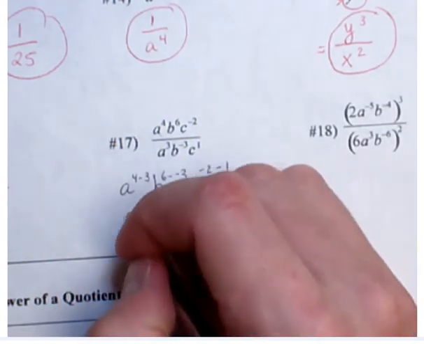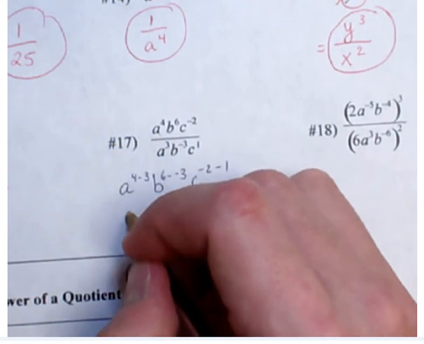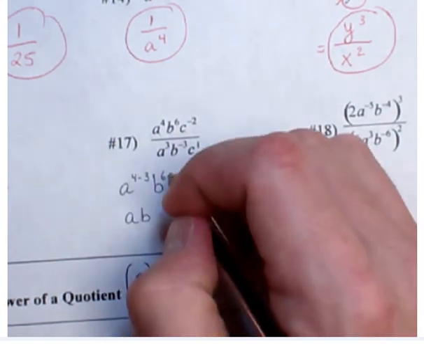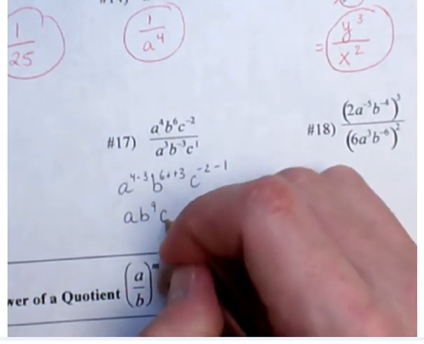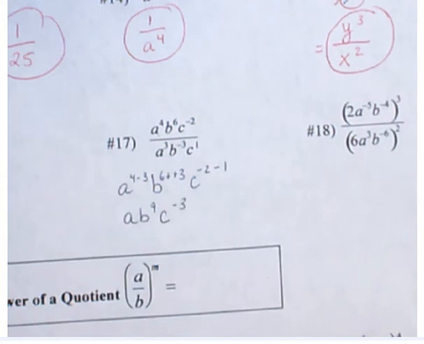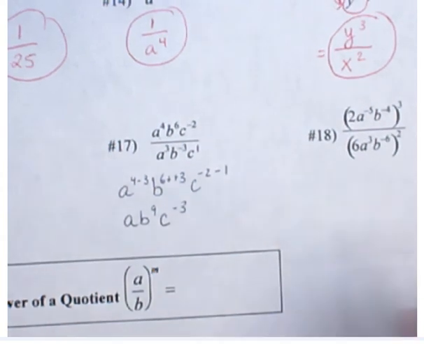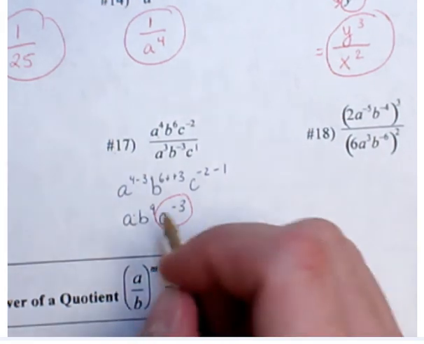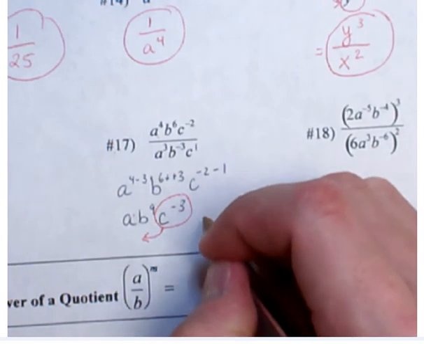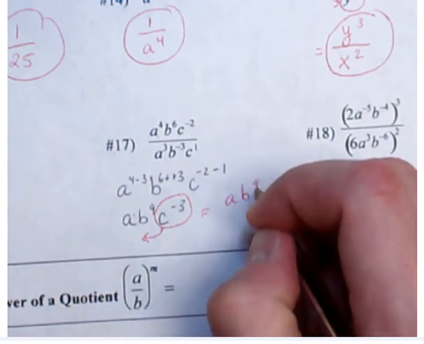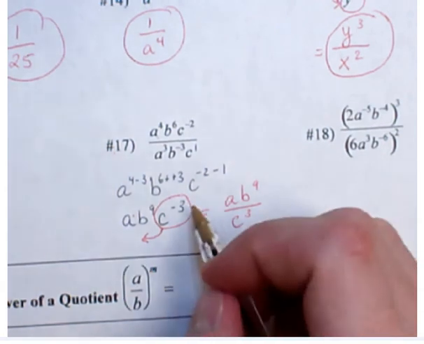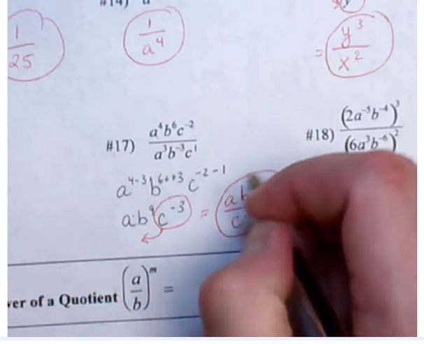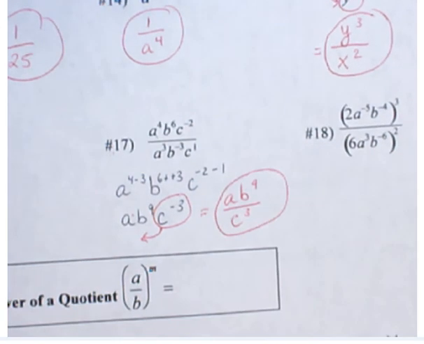So we get a to the 1. And I'm just going to leave that as a. We get b, minus a minus is plus. 6 plus 3 is 9. Negative 2 minus 1, we get c to the negative 3. All right, now this is not done yet, because you still have this negative exponent. So what are we going to do? We're going to take that expression, we're going to bring it down. And our final answer is a, b to the 9th over c to the positive 3. When you bring this down, it changes to a positive. a, b to the 9th over c to the 3rd.